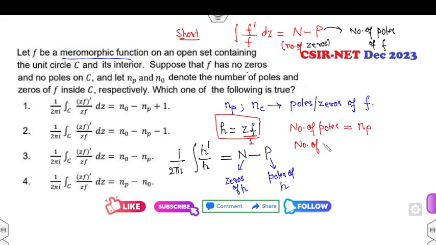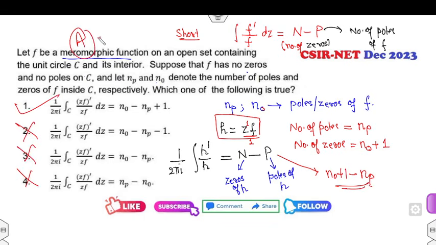What is the number of the zeros? Because I have multiplied with Z to the power 1, if the previous number of zeros was N0, it is now N0 plus 1. Now you can substitute the answer. It will be N0 plus 1 minus NP, which is the right answer of this problem. A is my correct answer.